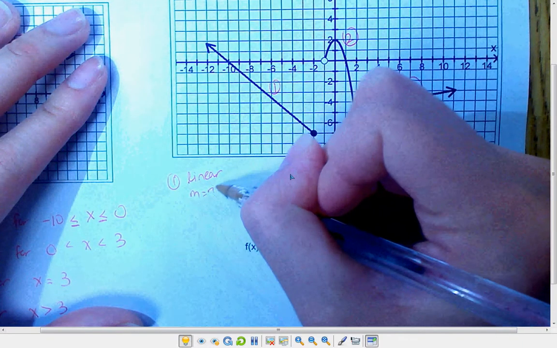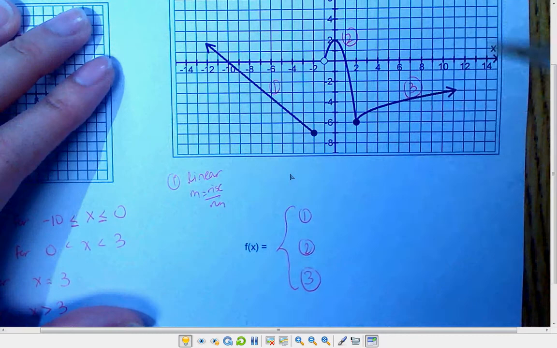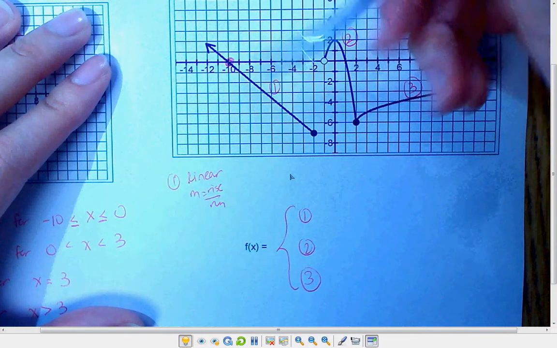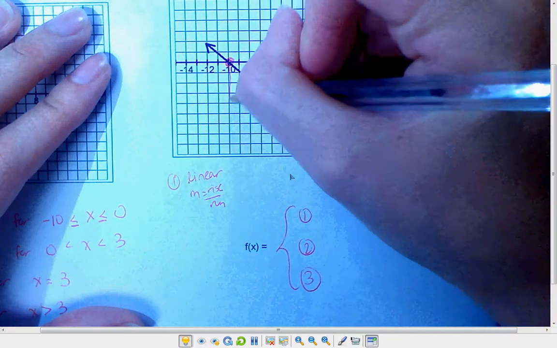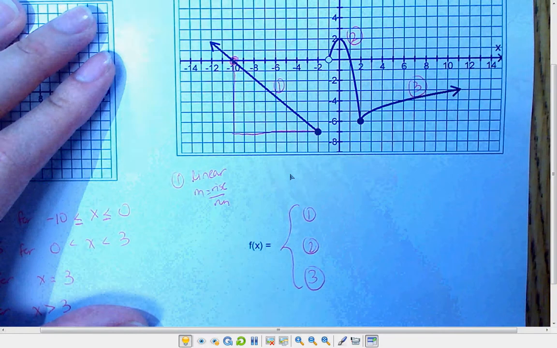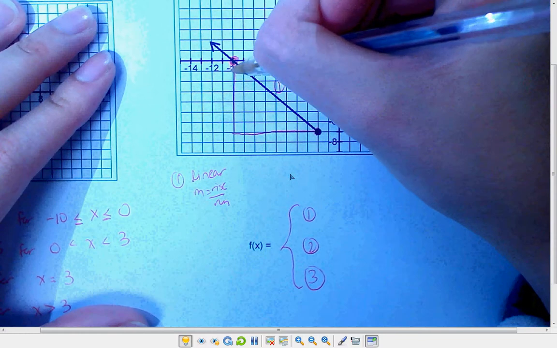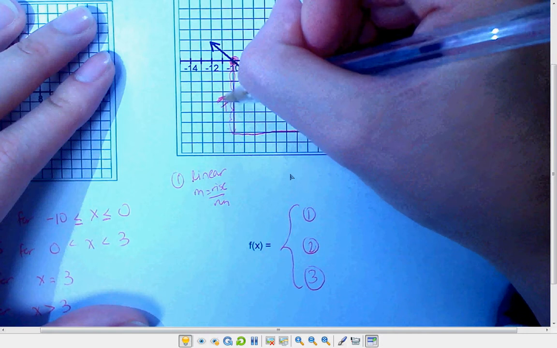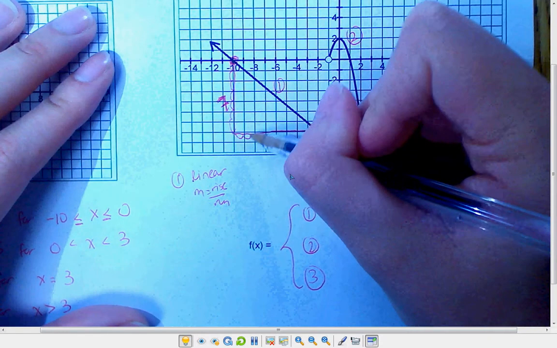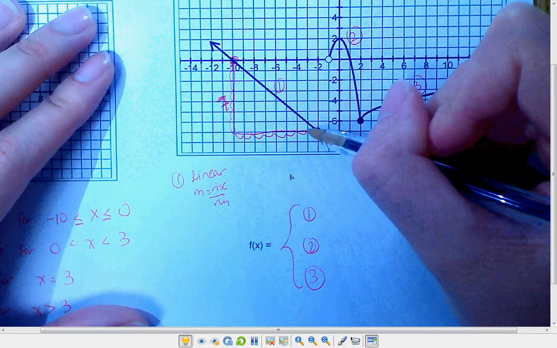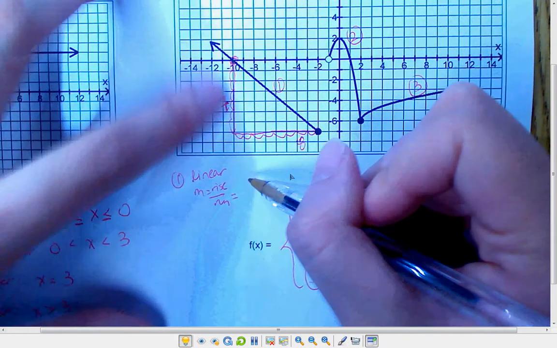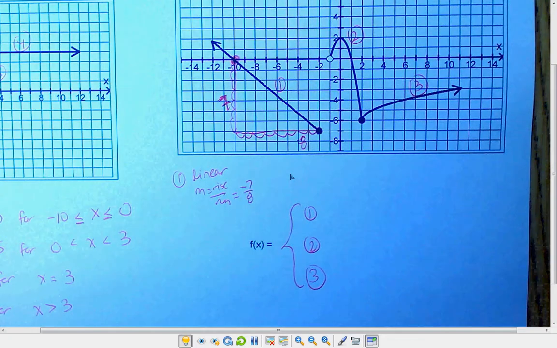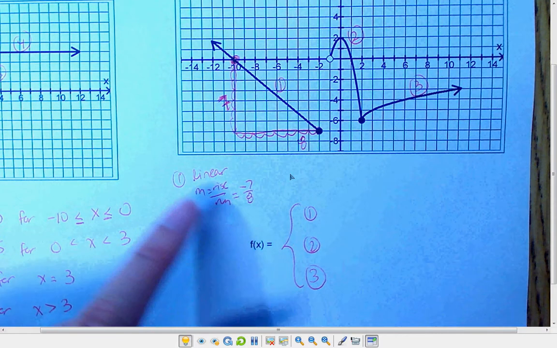So again, let's find our rise over run. So let's pick a point. Pick another point exactly on the line. There isn't one until this one right here. So we're going to be finding rise over run this direction. So our rise is 1, 2, 3, 4, 5, 6, 7 down. We're counting the spaces. 7 down. 1, 2, 3, 4, 5, 6, 7, 8 to the right. So because it's down, it's going to be a negative 7 over 8. So our slope is negative 7 over 8.